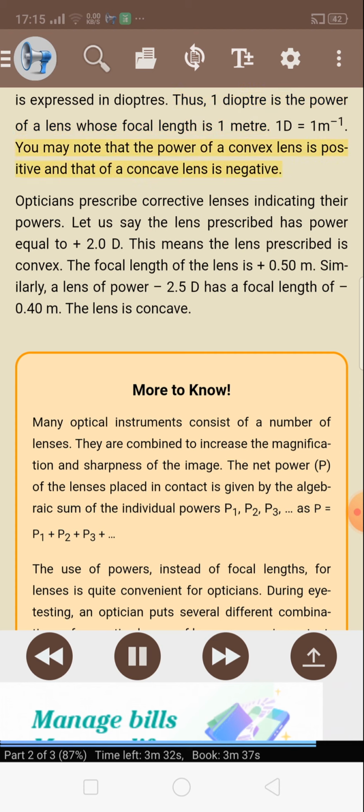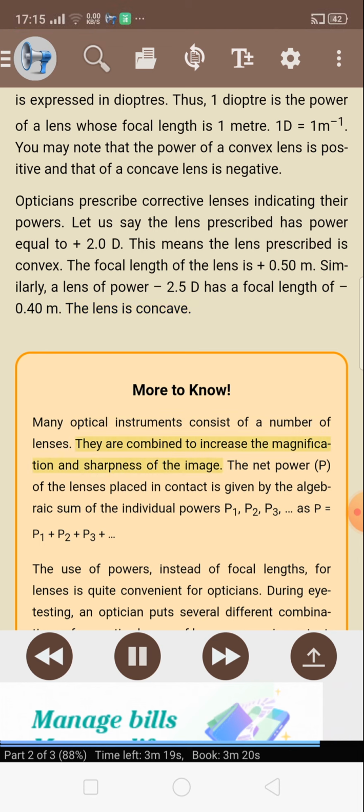You may note that the power of a convex lens is positive and that of a concave lens is negative. Opticians prescribe corrective lenses indicating their powers. Let us say the lens prescribed has power equal to plus 2.0 D. This means the lens prescribed is convex. The focal length of the lens is plus 0.50 meters. Similarly, a lens of power minus 2.5 D has a focal length of minus 0.40 meters. The lens is concave.